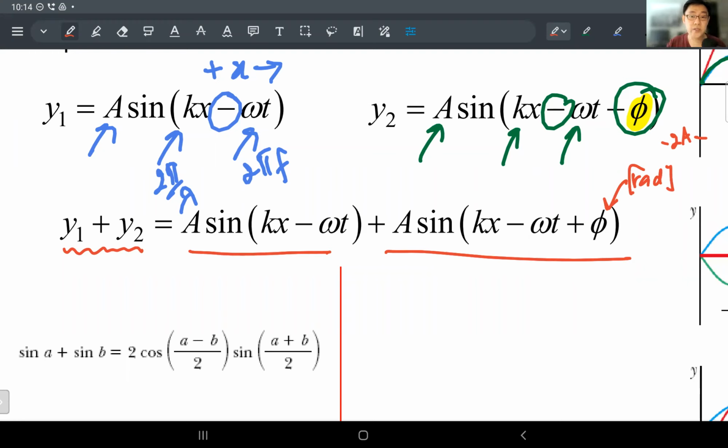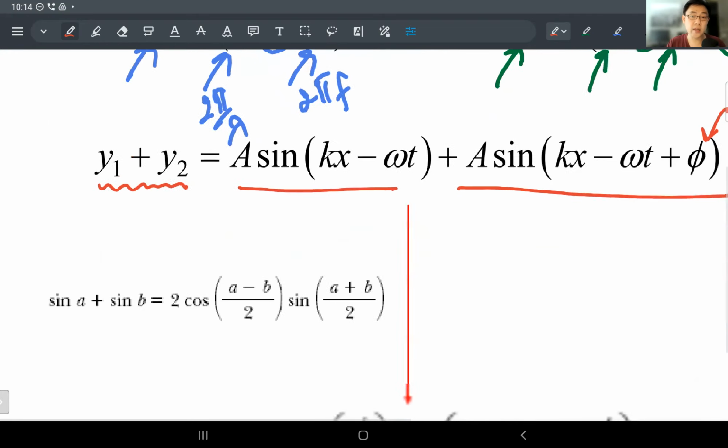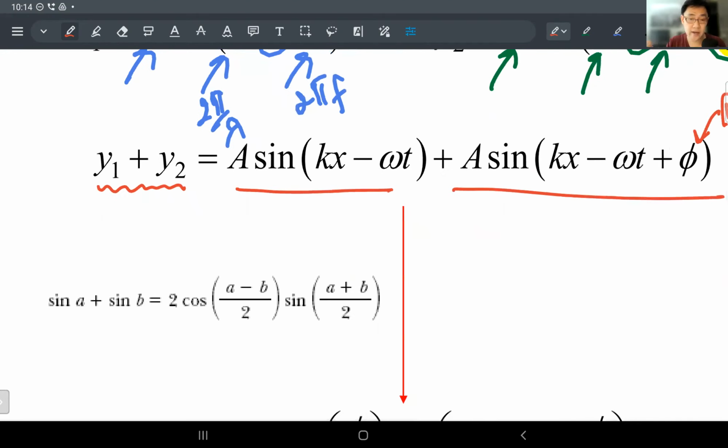So now all you need to do is add these two together. And we have already seen there is a property that lets you convert the addition of two trigonometric functions into a product. You can use sine A plus sine B equals 2 cosine of the difference over 2 times the sine of the sum over 2. Let's give it a try, shall we? Okay, so what I'm going to do is add them together.